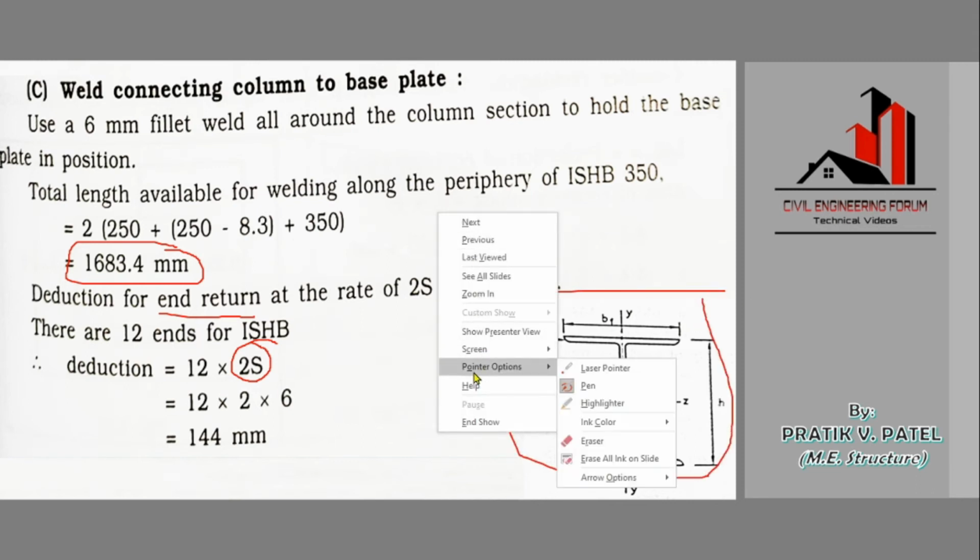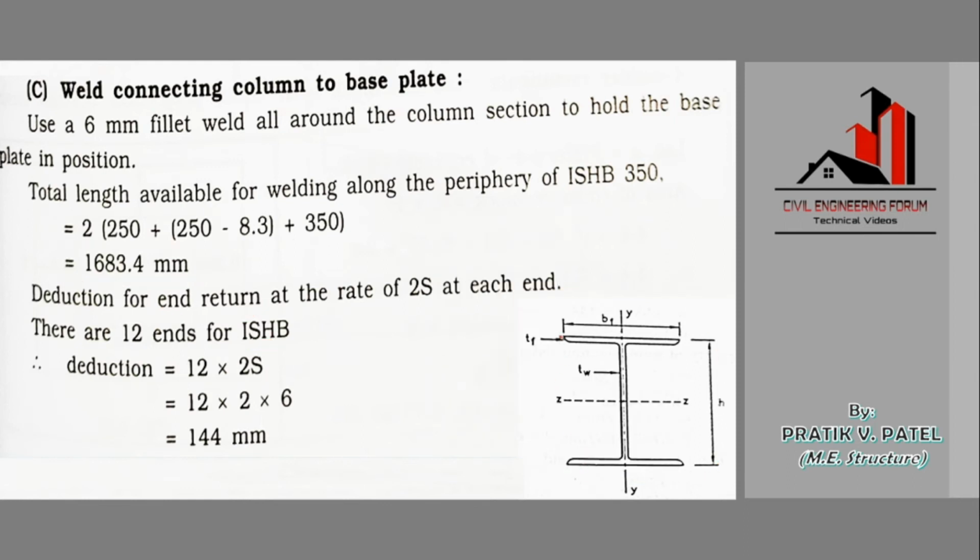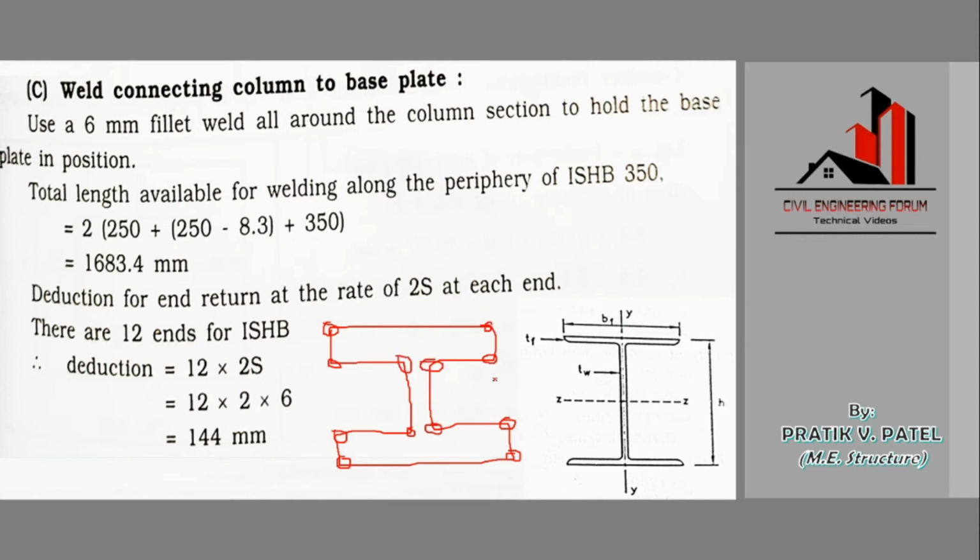So let us just check. For any I section, I will draw another I section. For any I section there are actually 12 ends. Number of ends we'll talk about. So this is 1, this is 2, this is 3, 4, 5, 6, 7, 8, 9, 10, 11 and 12. So there are 12 end returns in any I section, we would say.